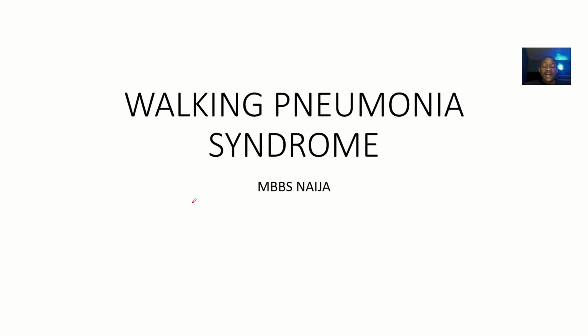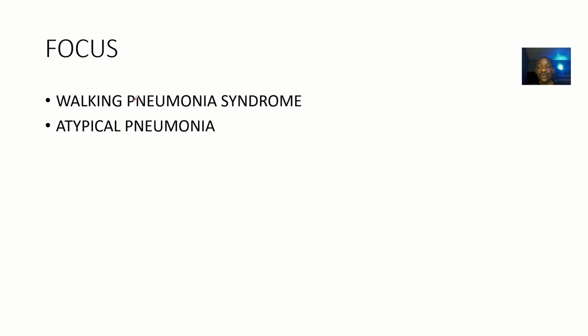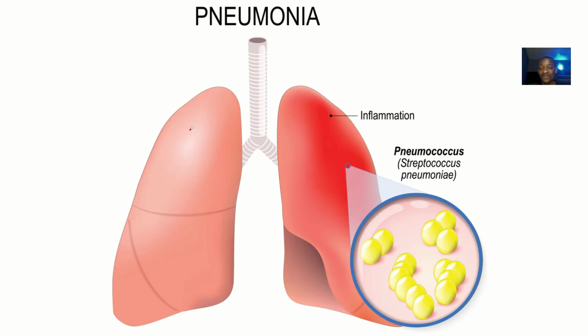So there's another concept known as the walking pneumonia syndrome. Probably most of you would have heard that the name is also atypical pneumonia. Basically, in the typical type of pneumonia, you have pneumonia caused by Streptococcus pneumoniae, and the symptoms are just like that. In the normal type of pneumonia, just know that that one is the normal.